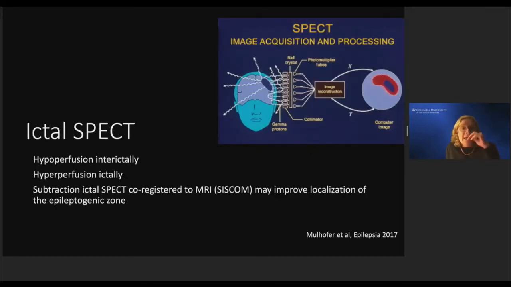Ictal SPECT: you have a SPECT scan whereby you see hypoperfusion interictally and hyperperfusion ictally. The ictal SPECT, as demonstrated in the case here, co-registered to MRI, or SISCOM, can improve localization of the epileptogenic zone, and concordant localization of the hyperperfusion focus in SISCOM to the resection site is associated with improved surgical outcomes.